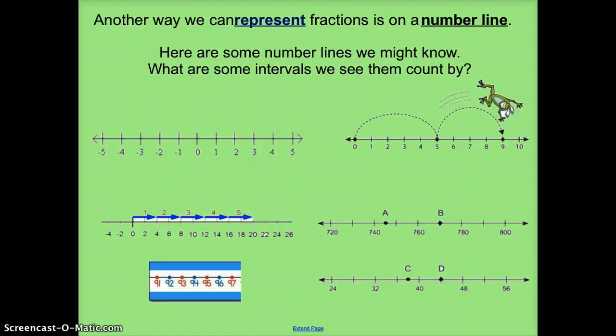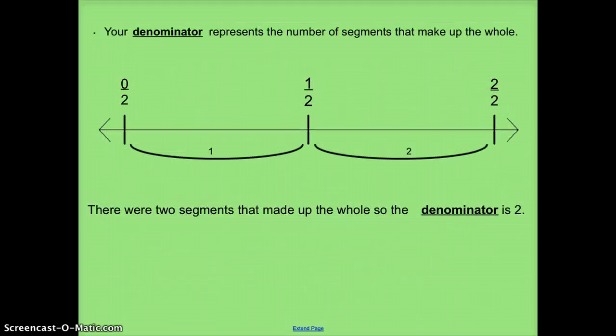So here are some number lines we might know. Just think about some things that we see on the number lines that they have in common, and also take notice of what are some of the intervals that we see them count by. Here we can see they're counting by ones. Ones here also. Looks like these are counting by twos. These are counting by, looks like 20. And here we can see that not all number lines have to start at 0.